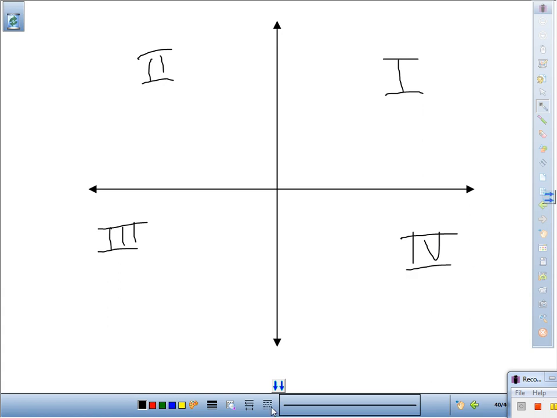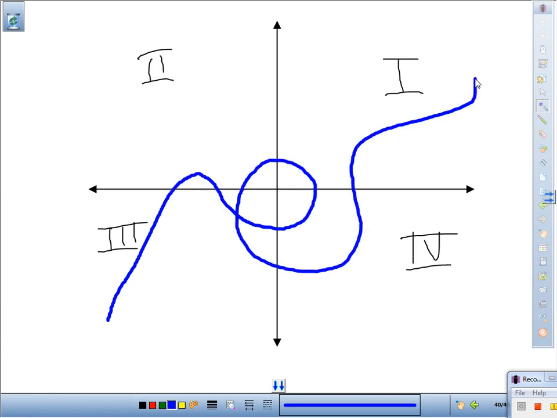No. And then, for now, fast forward, I'm going to draw you a graph. Ready? Here goes. All right. Where did it begin? What quadrant? And it ended in? Now check this out. Right now I'm going to have you do an activity by yourself.